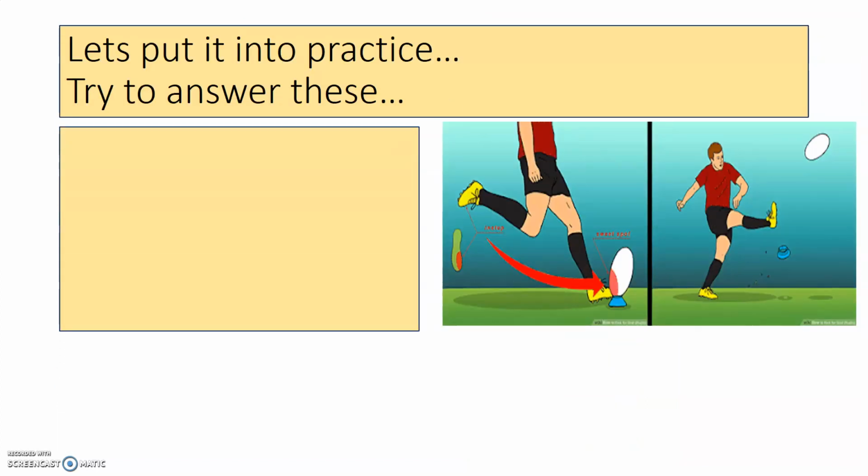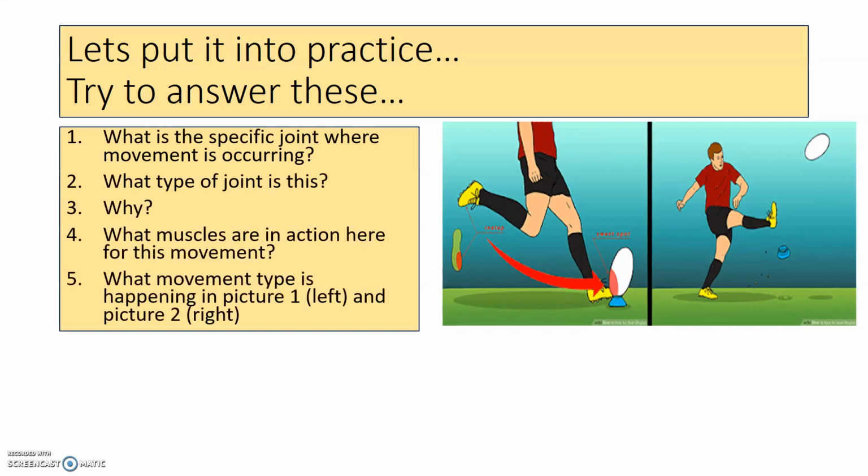So let's now try and put some of this into practice. We've got the theory, now let's use some exam technique to try and answer these questions. There are 5 questions there for you: what is the specific joint, in terms of where the movement is occurring, what type of joint is this and why, and what muscles are in action. Look at picture 1 and 2. It's been split into the left and the right in regards to what movement type is occurring. Pause the video here and we'll come back with the answers.